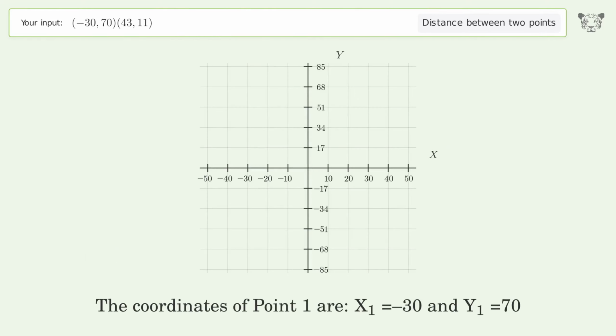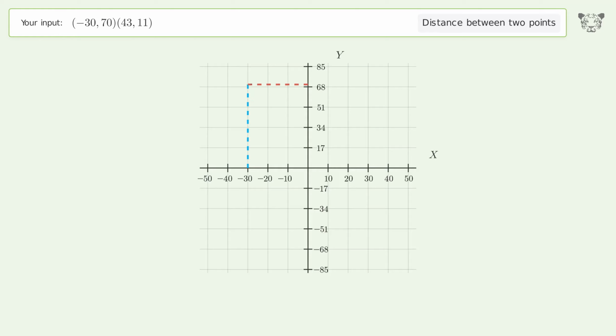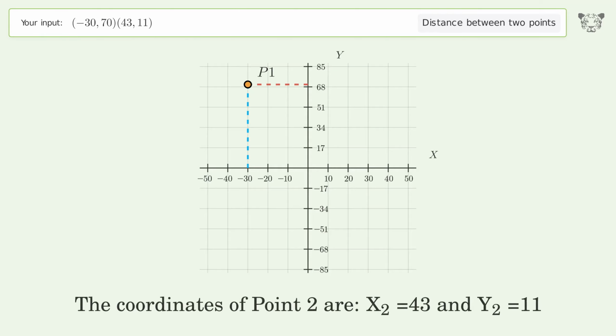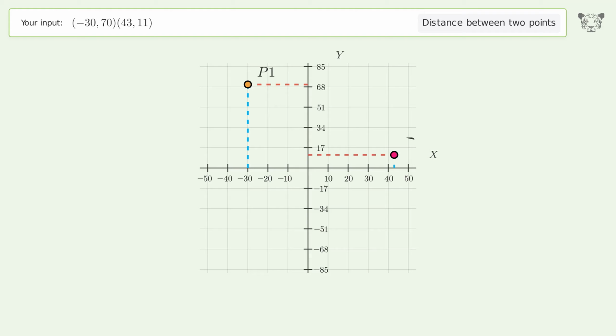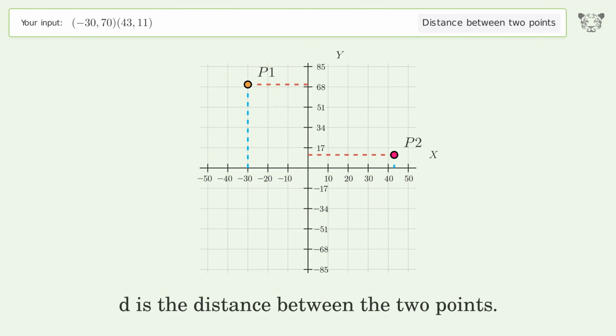The coordinates of point 1 are, x1 equals -30 and y1 equals 70. The coordinates of point 2 are, x2 equals 43 and y2 equals 11. D is the distance between the 2 points.